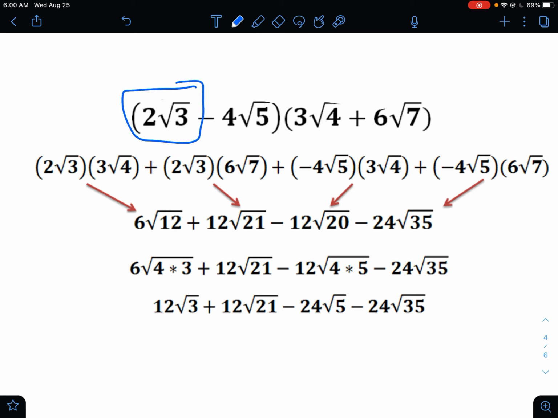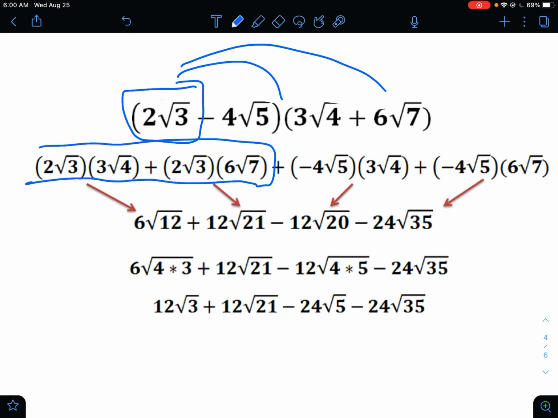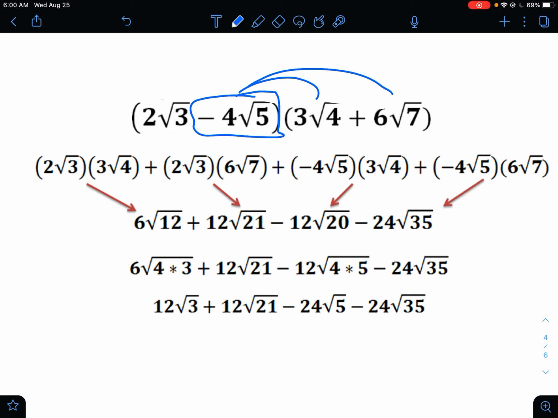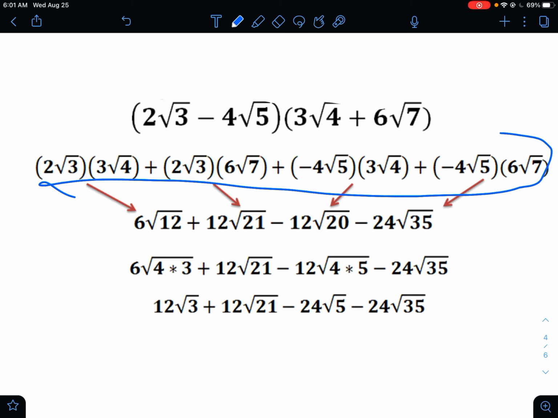So this term is going to get multiplied by both of these, and that's what's happening here. So it's 2 root 3 times 3 root 4 and 6 root 7, not 6 root 6. And then after you've done that, you're going to add this term times both of these. So that's why it's plus here: negative 4 root 5 times 3 root 4, and negative 4 root 5 times 6 root 7. And that's the setup. That's how you get to this first ginormous step here.